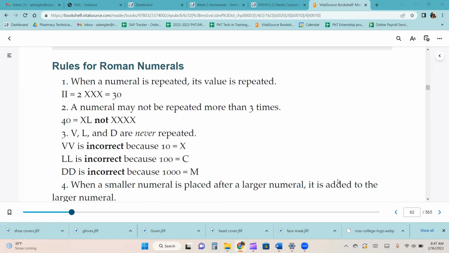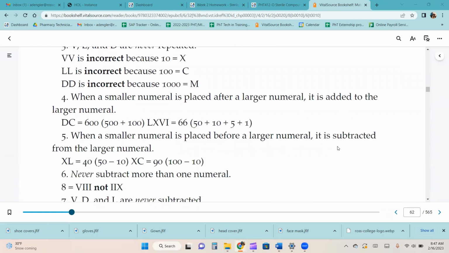So VV is incorrect because 10 equals X. LL is incorrect because 100 equals C. And DD is incorrect because 1000 equals M. When a smaller numeral is placed after a larger numeral, it is added to the larger numeral.